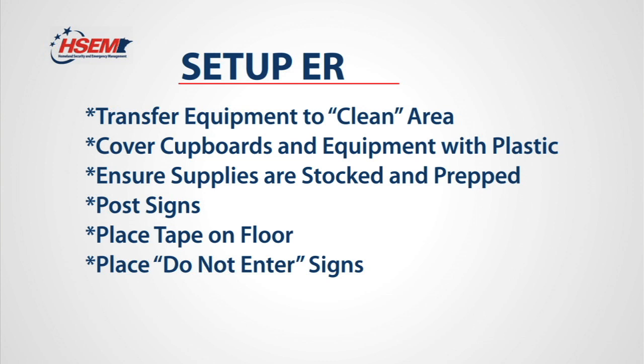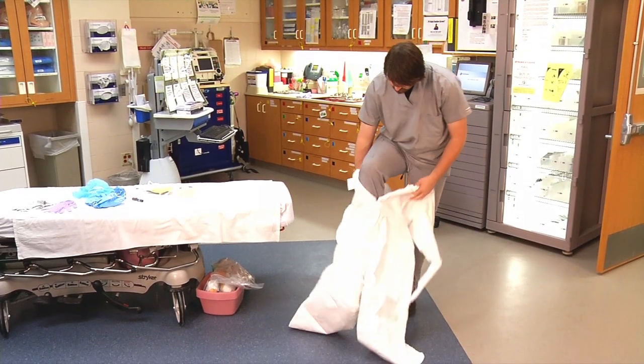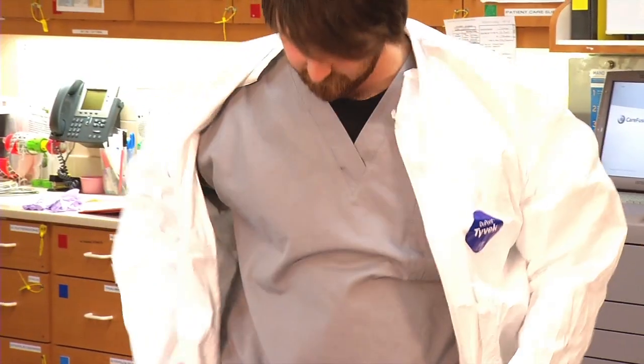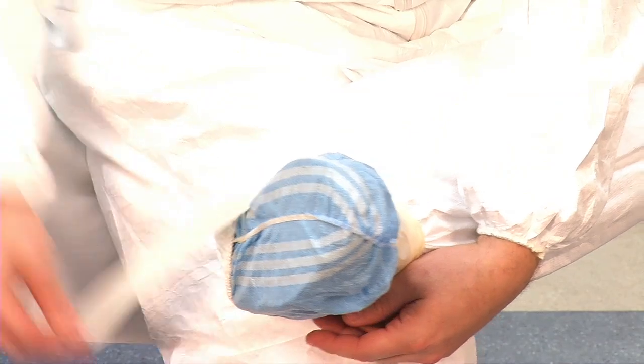Posting the necessary signage in the proper predetermined areas. Placing colored, striped, or radiation tape on the floor to outline and separate the dirty areas from the clean. And placing do not enter or other warning signs around the perimeter of dirty areas. Don full radiation protective clothing, as outlined in your procedures. More information about proper donning can be found in the donning video.